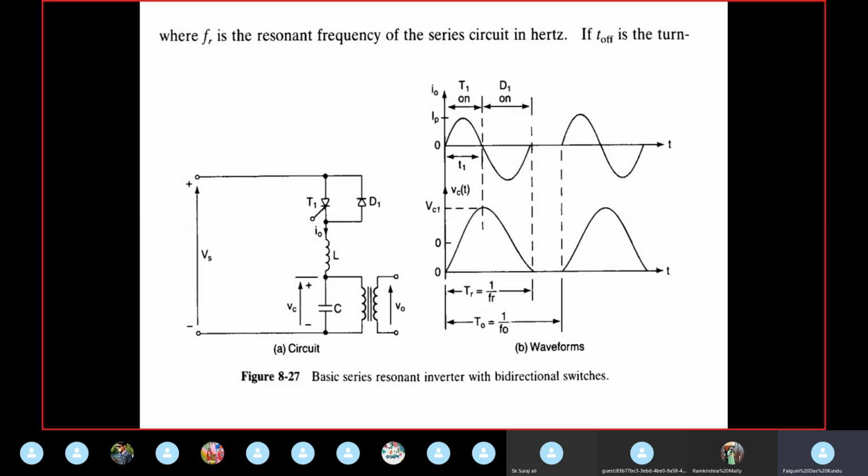In addition, the thyristors are subjected to high peak reverse voltage. Okay, now the performance of series inverters can be significantly improved by connecting an anti-parallel diode across the thyristor. So here in this circuit we use an anti-parallel diode. That means the direction of the diode is reverse to the direction of the thyristor. That is why it is called an anti-parallel diode connected across the thyristor.